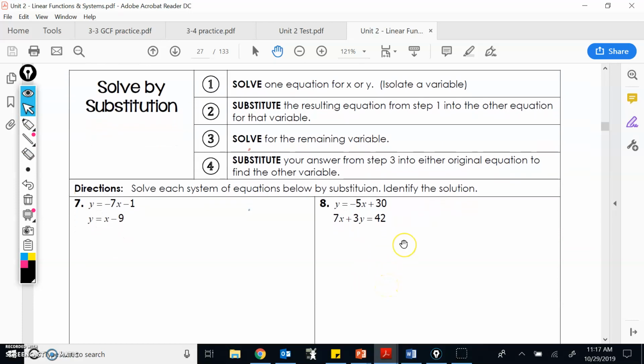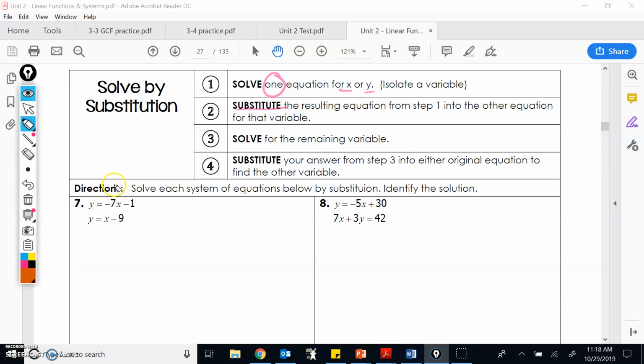Let's do solving by substitution. When we solve by substitution, follow these steps. You're going to solve one of the equations for either x or y. That means isolate the variable. Doesn't matter which one you do. Next, you're going to substitute the resulting equation from step one into the other equation and then solve. Let me show you what this looks like.